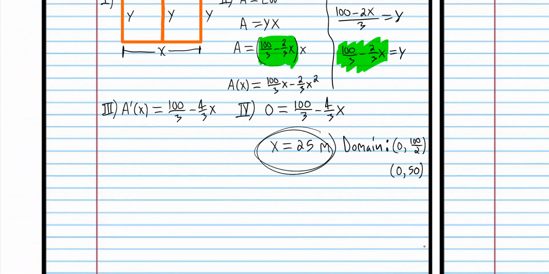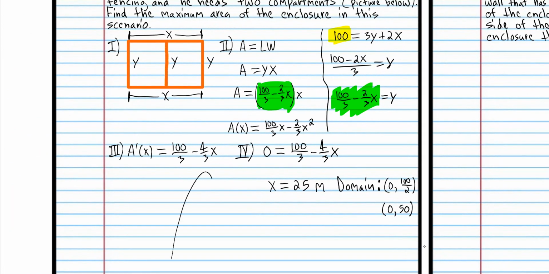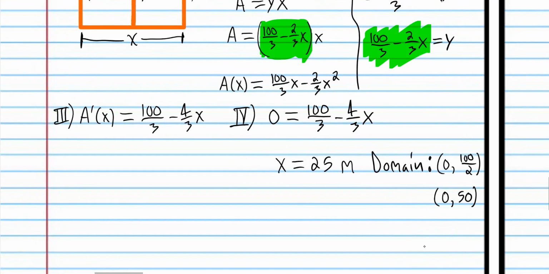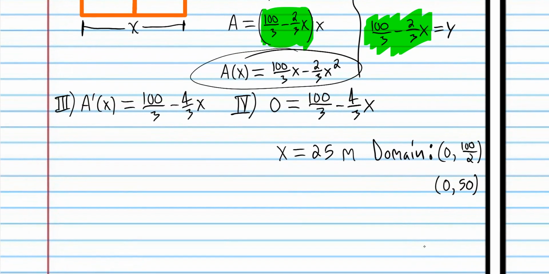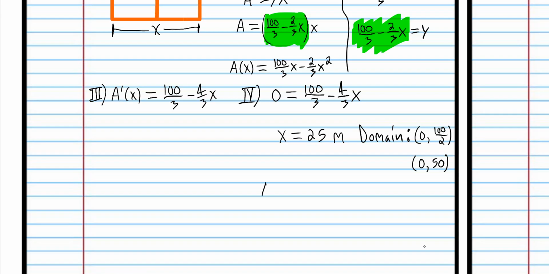Now, again, we know that this is a maximum value because it's a quadratic, or a parabola opening downwards. It looks like this, right? So 25 is the location of the vertex. So what we do now is we plug in 25 to this expression here. So we get 100 over 3 times 25 minus 2/3 times 25 squared. So don't be afraid to use your calculator for that.